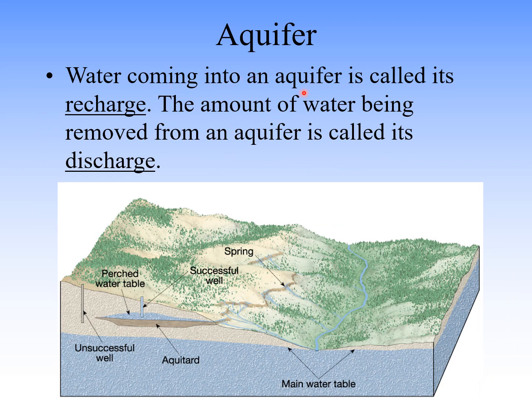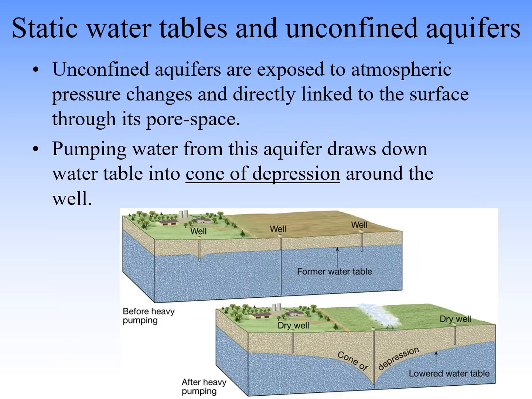So water coming into an aquifer is something we call recharge. And the amount of water being removed from an aquifer, either through natural process, but most likely through pumping, through human interaction, we call that discharge.